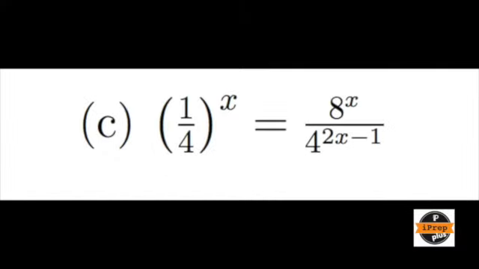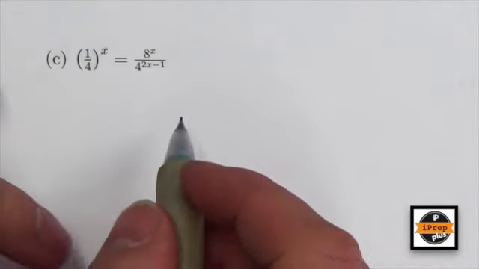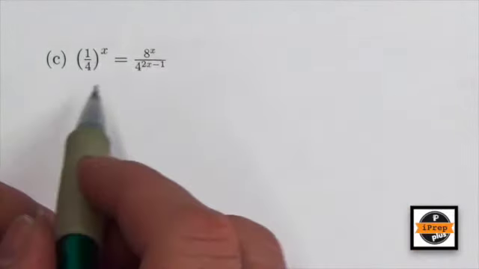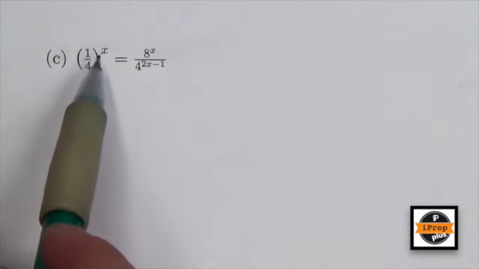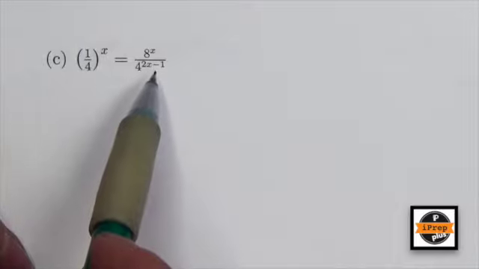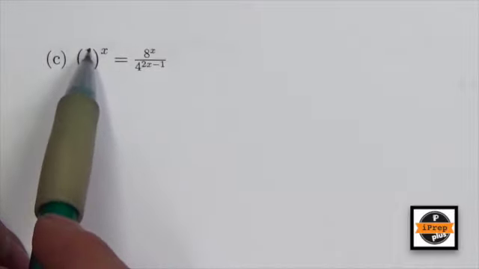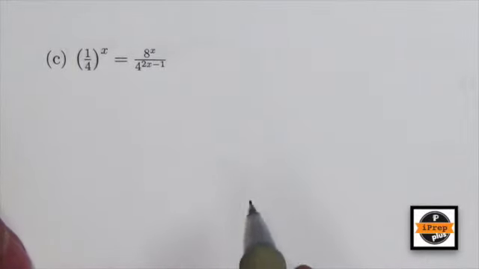This next question is going to require the application of a different exponent law to solve it. We're just going to solve this equation here by, again, looking at the bases and seeing what's common amongst the bases. Now notice this is (1/4)^x = 8^x / 4^(2x-1). Now look at the bases: 1/4, 8, and 4.